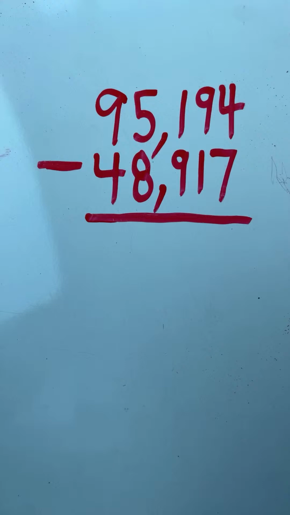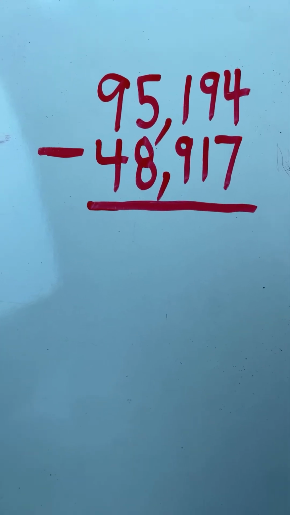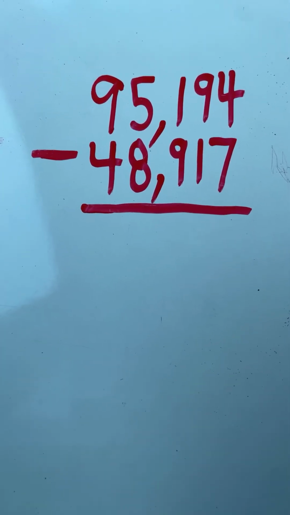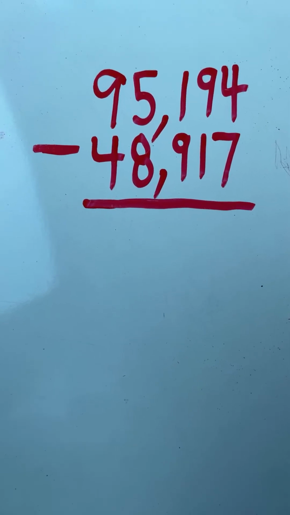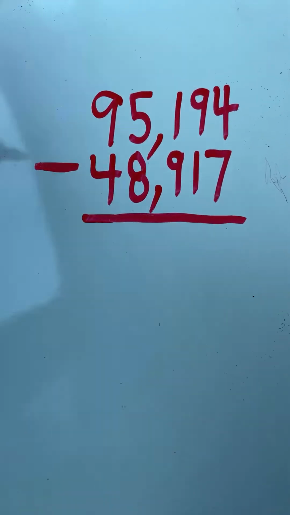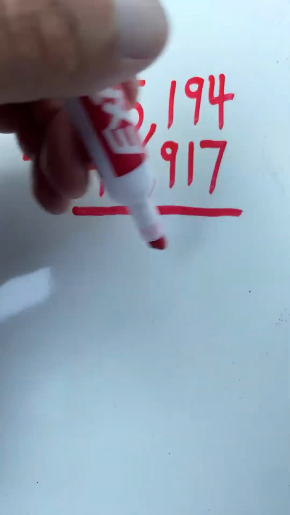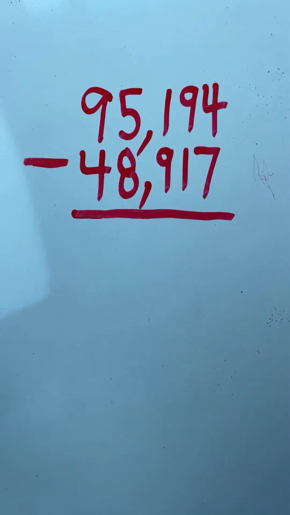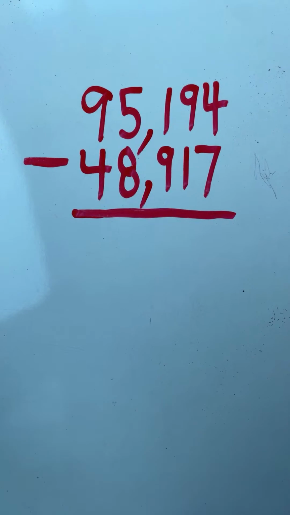So before we do any subtraction, we have to check and see if regrouping is needed. And we regroup whenever there is a bottom digit that is bigger than the top digit. Now we regroup from left to right, and then we subtract from right to left. And I'm going to do all my regrouping before I do any subtraction.